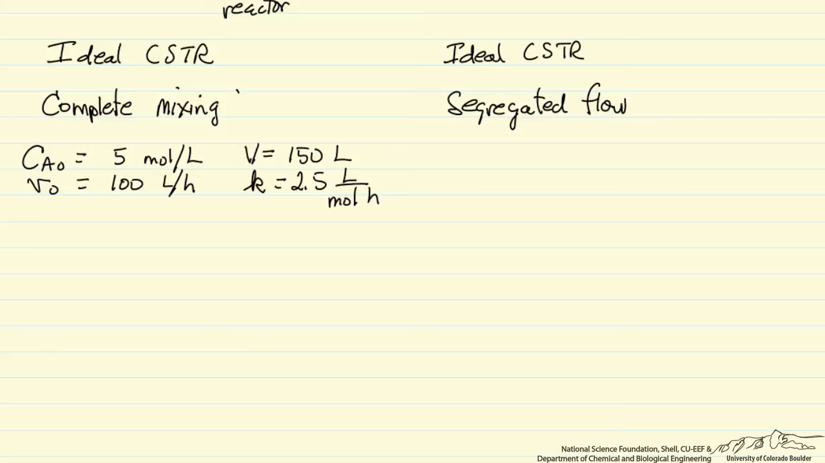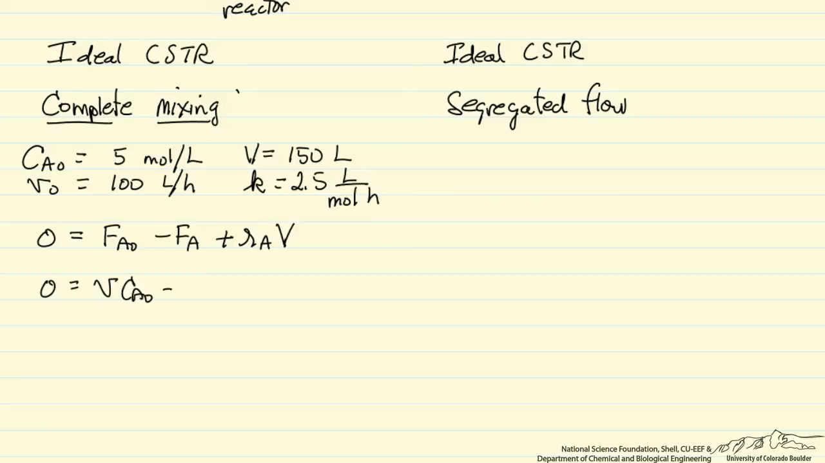For the complete mixing case at steady state, it's the molar flow rate into the reactor minus the molar flow rate out, minus the rate of reaction times the volume. Here we have the volumetric flow rate times the concentration in, minus the volumetric flow rate times the final concentration leaving the reactor, and then for the second order reaction, minus k, A is our reactant, times the concentration of A squared times volume. Important to keep in mind, this concentration is the same as this concentration; we're assuming well mixed. So we can substitute the numbers into this and calculate the conversion.